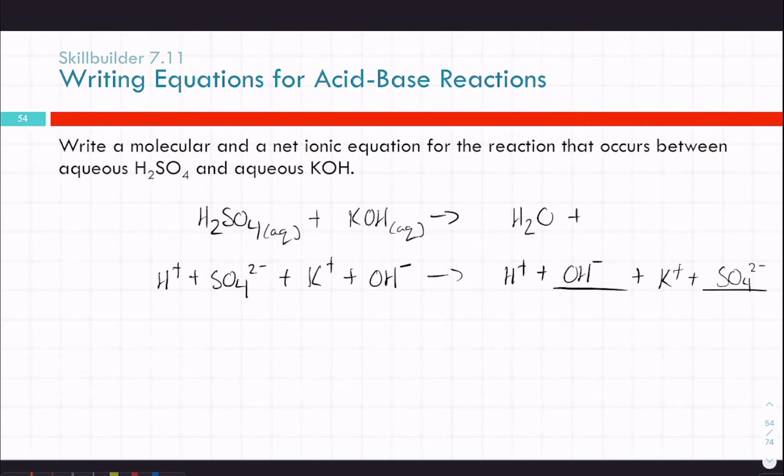And then our other product here would be potassium sulfate. And like before, where we needed to balance these appropriately, we do need 2 potassiums for this sulfate. So this will be K2SO4.